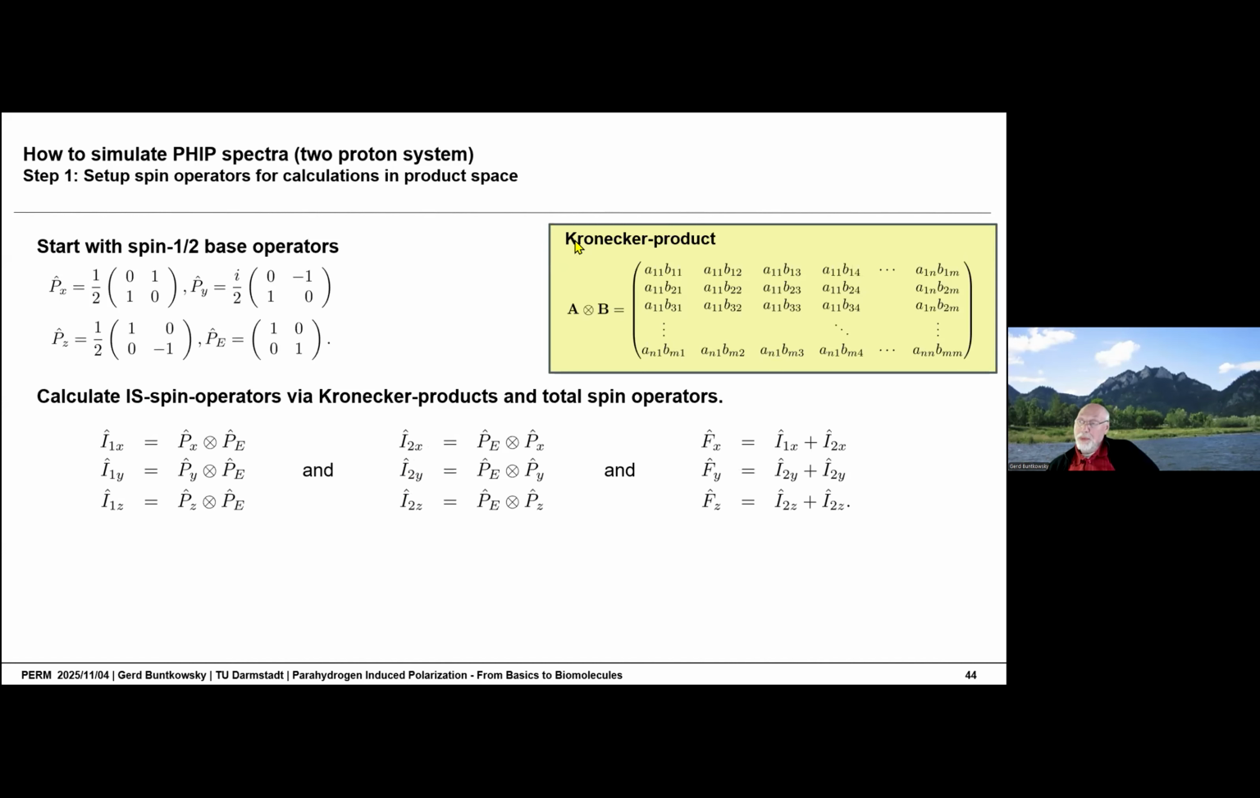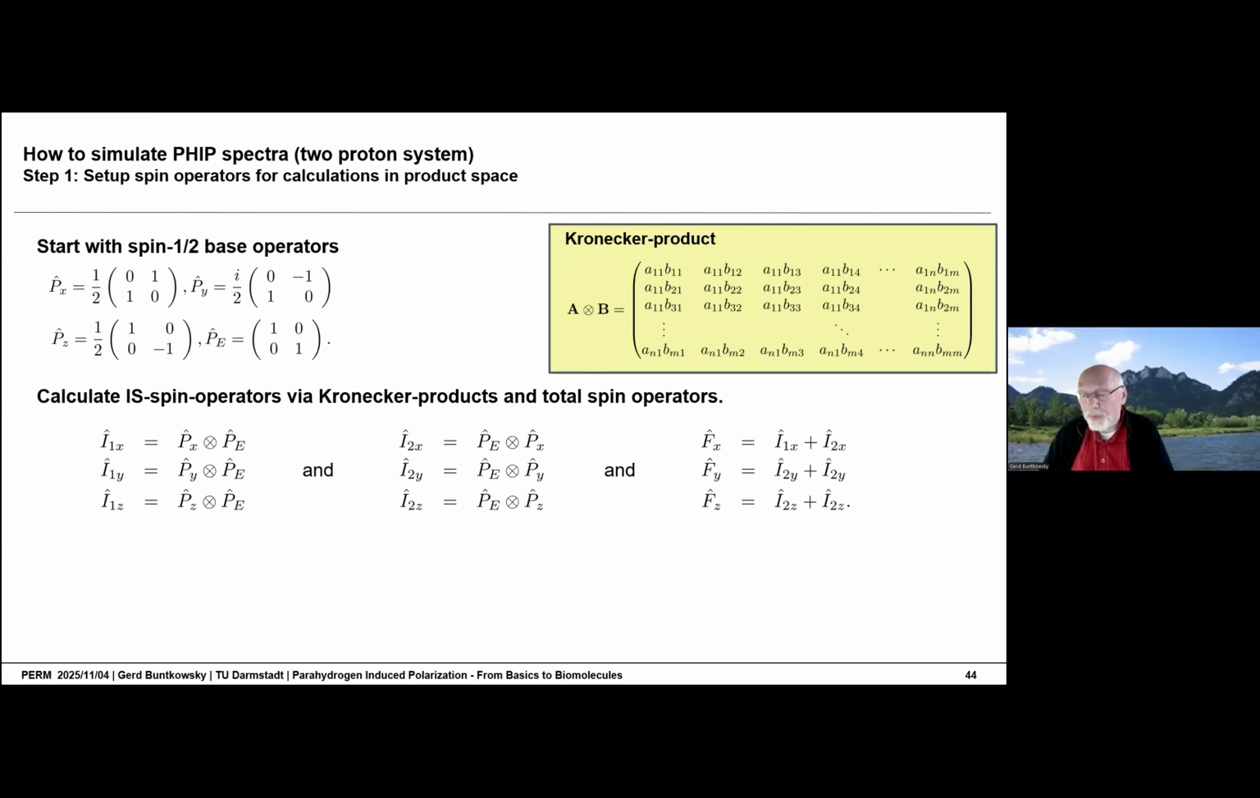There's a relatively simple way how you can calculate these operators. What we're using is the so-called Kronecker product. This Kronecker product is the general rule for this. It just tells you, here you put in, for example, Px, here you put in Pe, then you just calculate the scheme and end up with this operator.